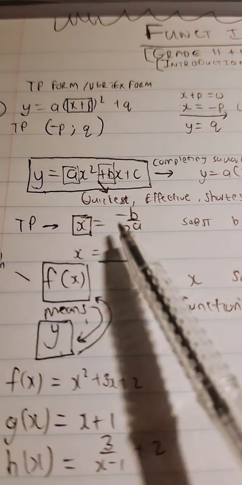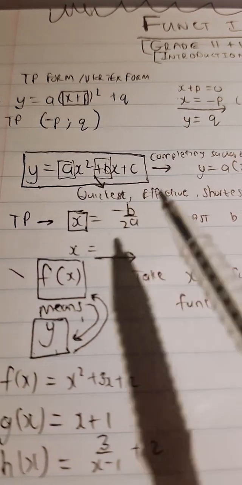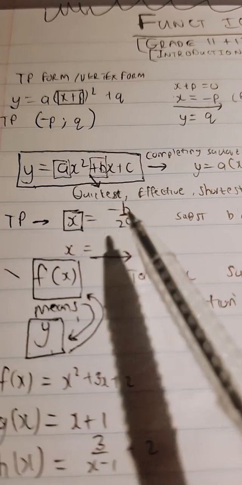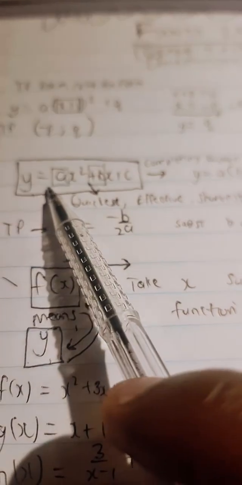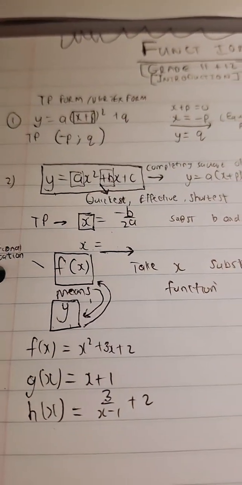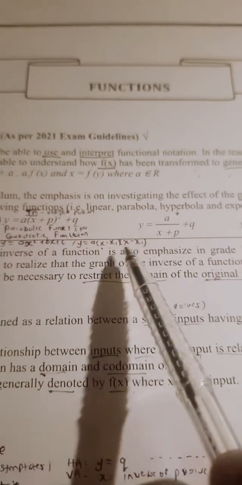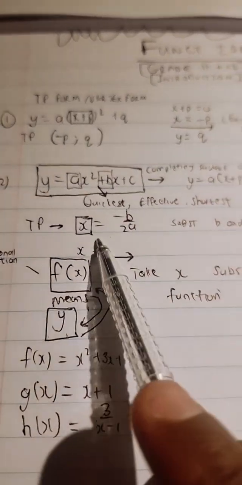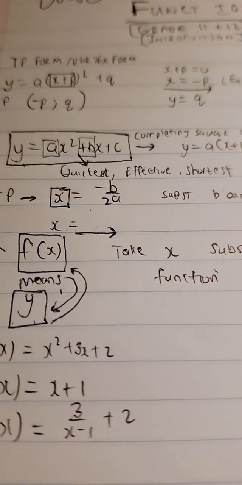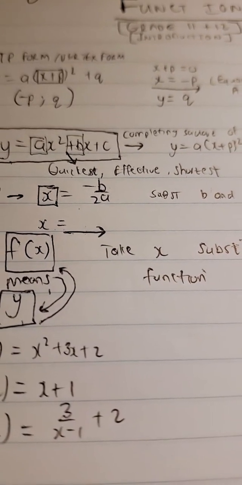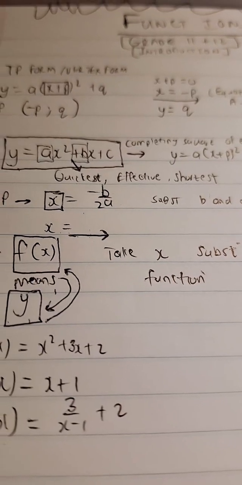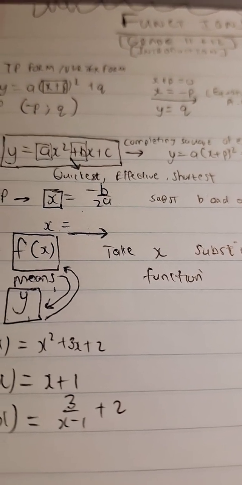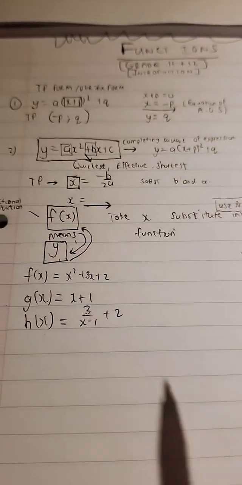So you can see where x is equal to minus b over 2a is being used to get the x coordinate of the turning point. It is used in the quadratic standard form of your parabola. Also remember that this form you can distribute, multiply out, and get your equation to be in quadratic standard form. Then you use this formula to get the x coordinate of the turning point, and then take the x value, substitute it back into the original function, and get the y value of the turning point.